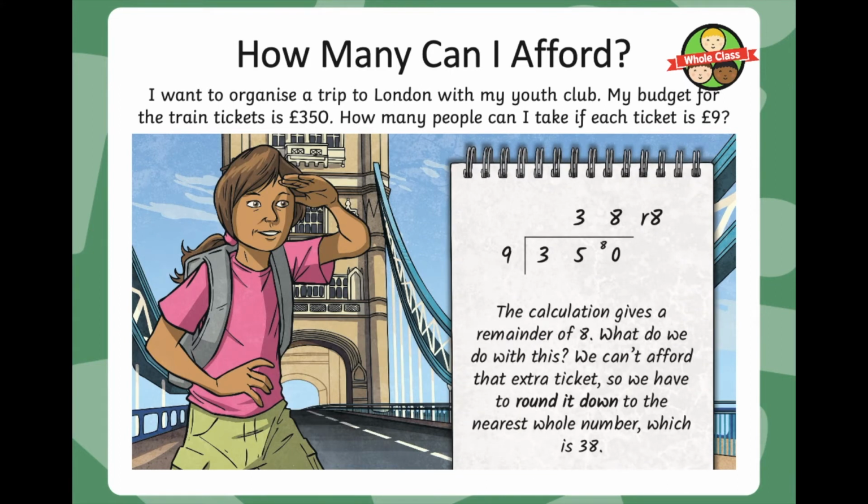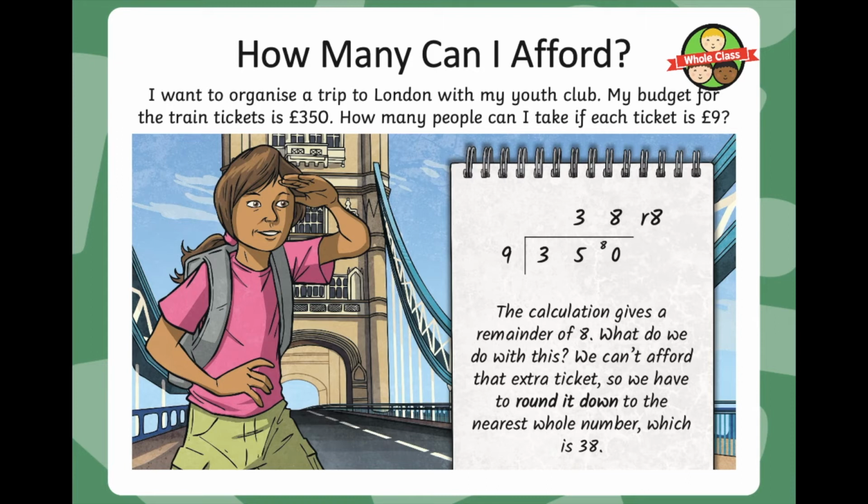So 350 divided by 9 equals 38 remainder 8. The calculation gives a remainder of 8. What do we do with this? We can't afford that extra ticket, so we have to round it down to the nearest whole number, which is 38. Now, I understand that this probably goes against everything that you know with rounding so far, because obviously the rules of rounding are if it's 5 or above, then we round up, and if it's 4 or below, we round down, and obviously 8 is above 5.